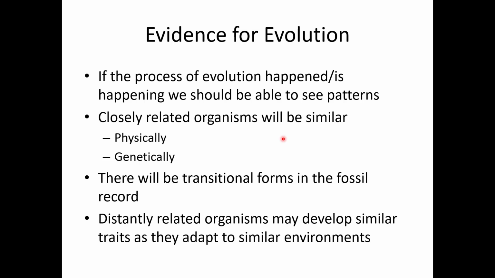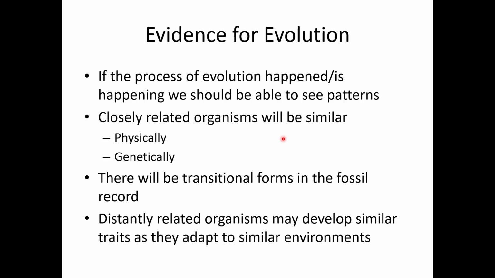For example, closely related organisms should be more similar physically and especially genetically. And we know that that is true, right? A sister and a brother are very similar genetically, more so than a sister and a cousin. Same thing between species. There will be transitional forms in the fossil record. That's something that we should see. We would predict to see that. We should be able to find that.